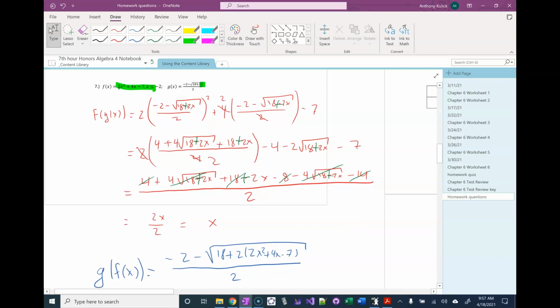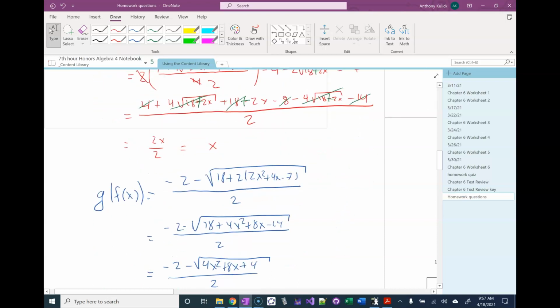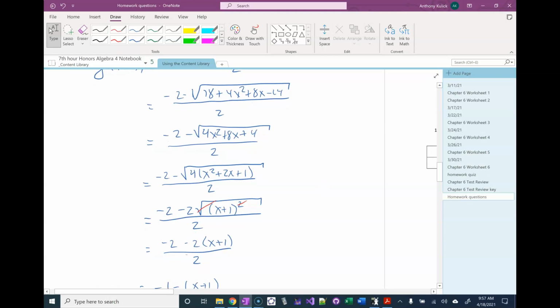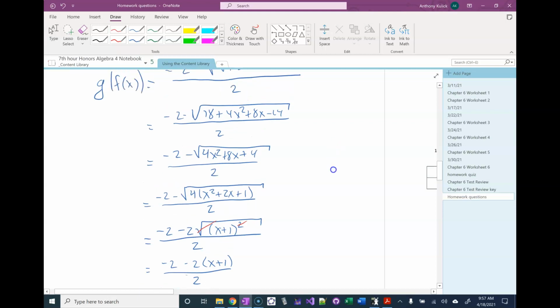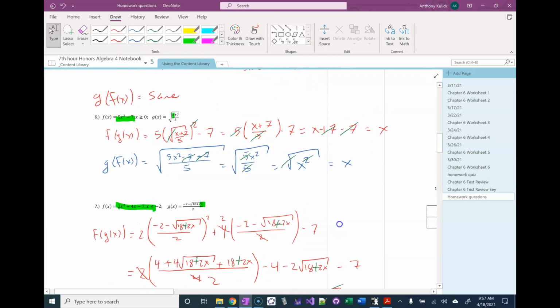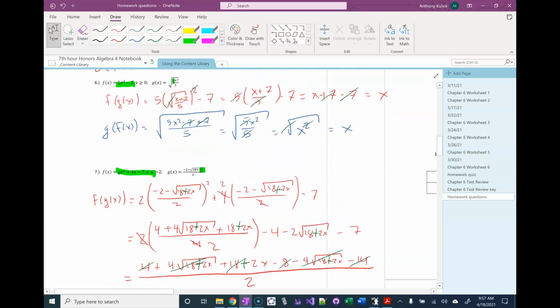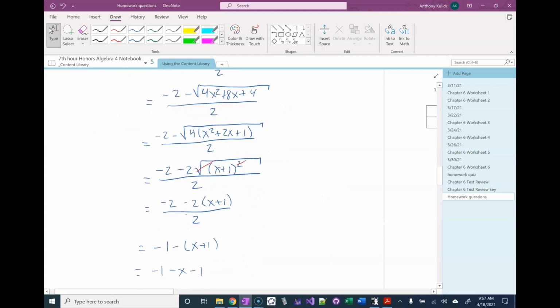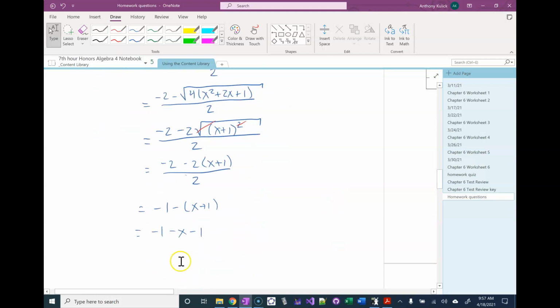So that all looks fine. Distributed through. Combine my like terms. Factored out. I'm not sure what happened here, guys, but that's the gist of it.